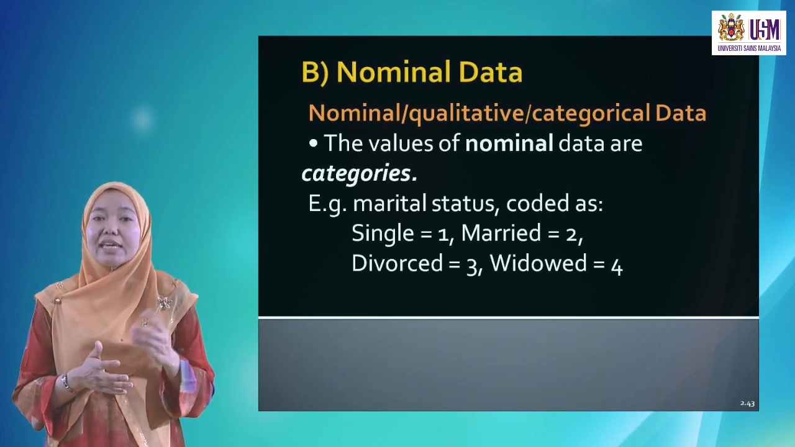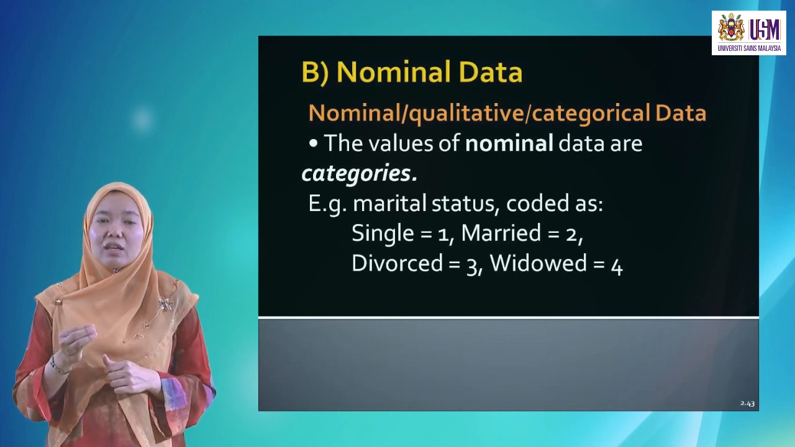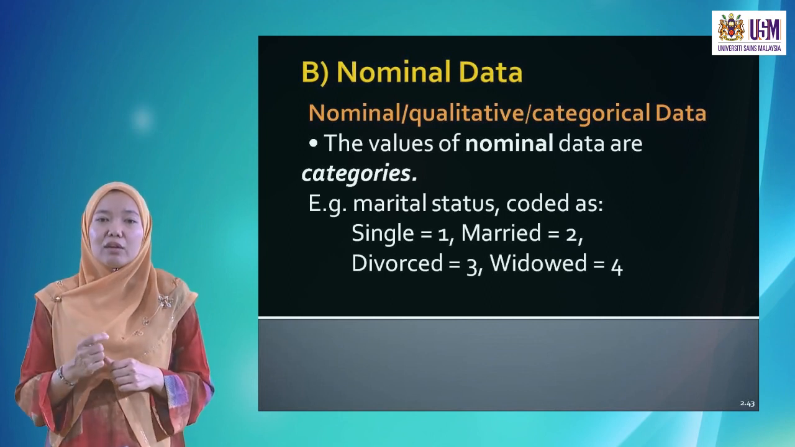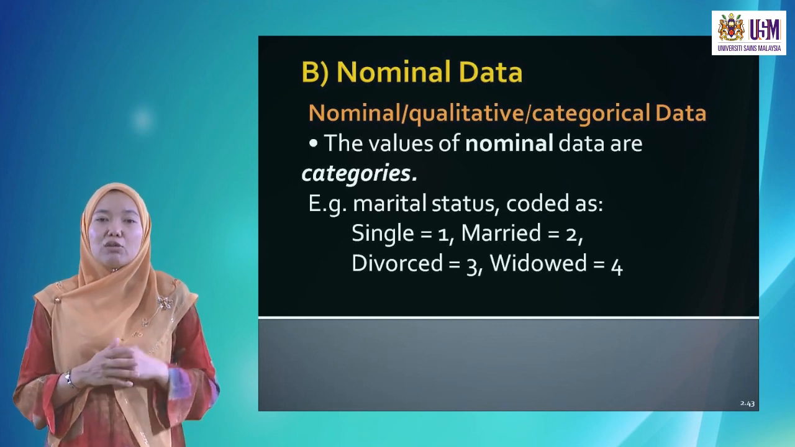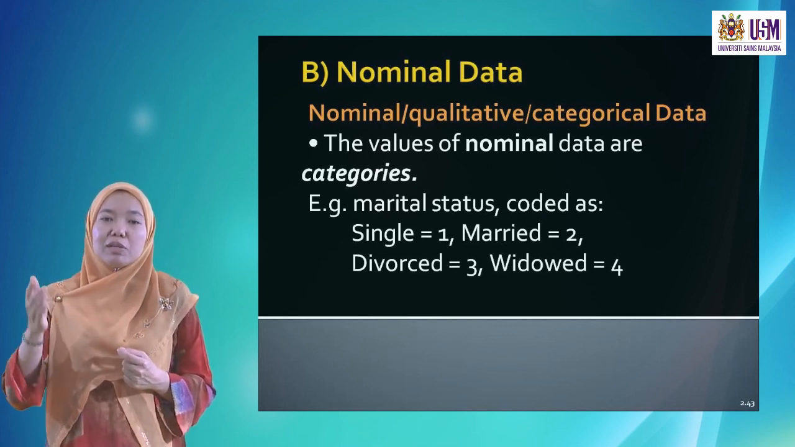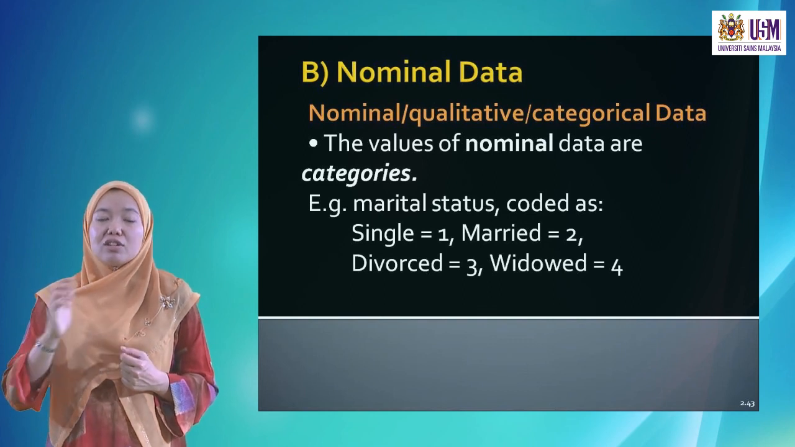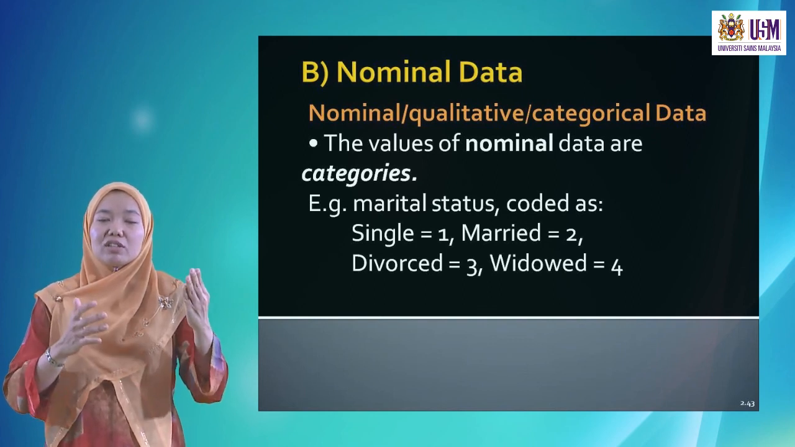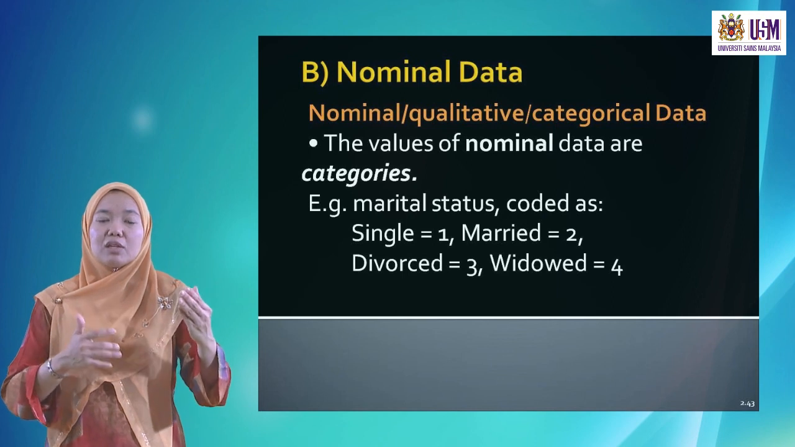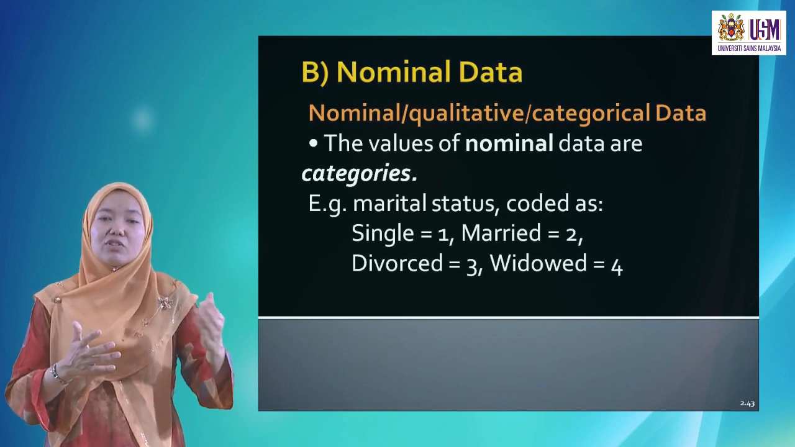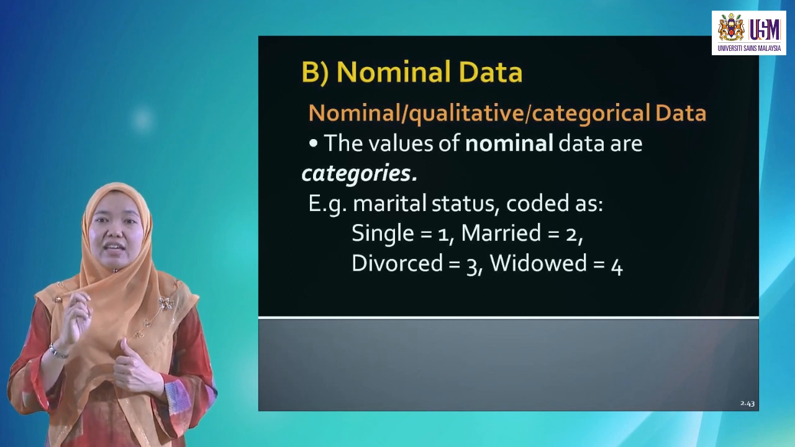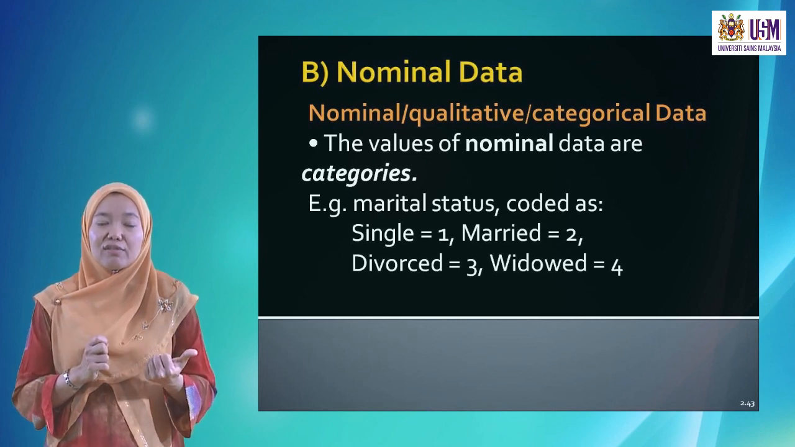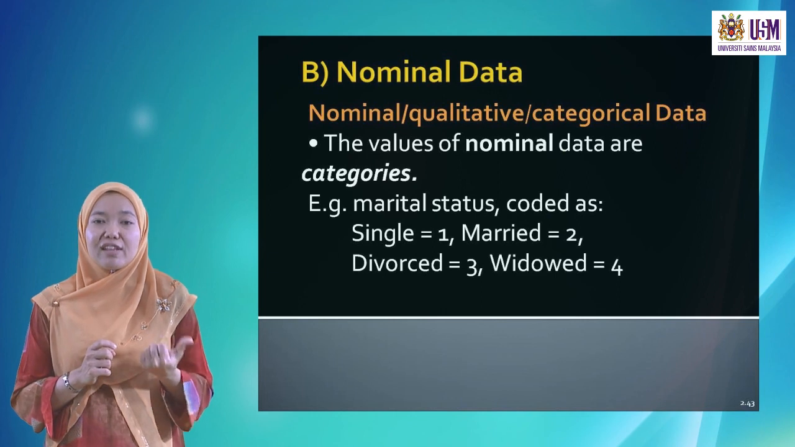In terms of your income, for example, instead of stating your actual income, when we answer a questionnaire or fill in a form, you have to tick a box whether your income is below 1,000 ringgit, between 1,000 ringgit and 2,000 ringgit, greater than 3,000 ringgit, and so on and so forth. So it's categorical data, not quantitative data, not qualitative data.